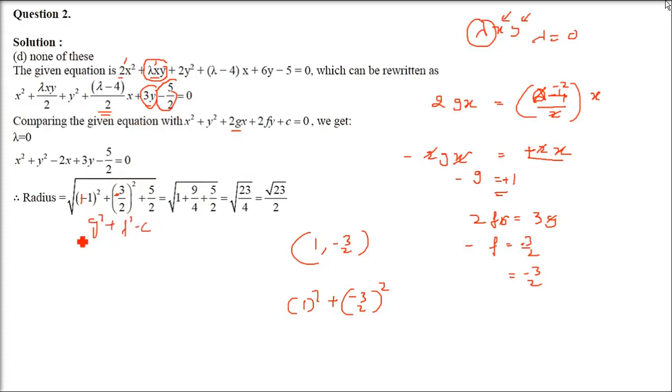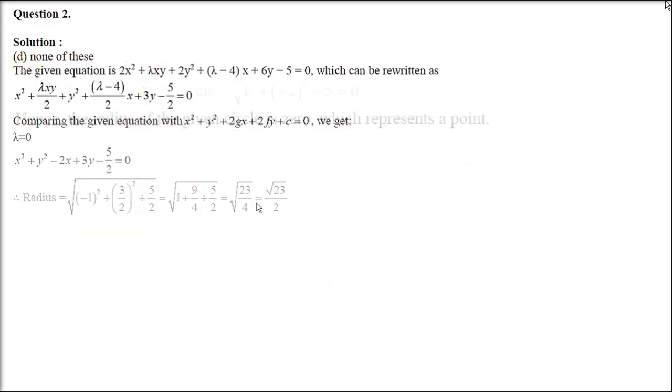So g square plus f square minus c is the under root here. So as I said, g square plus f square, minus g or minus f doesn't affect. So this is under root g square plus f square minus c. C is here 5. Minus 5 actually. Minus 1 minus 5 will become 5. 5 by 2 actually.